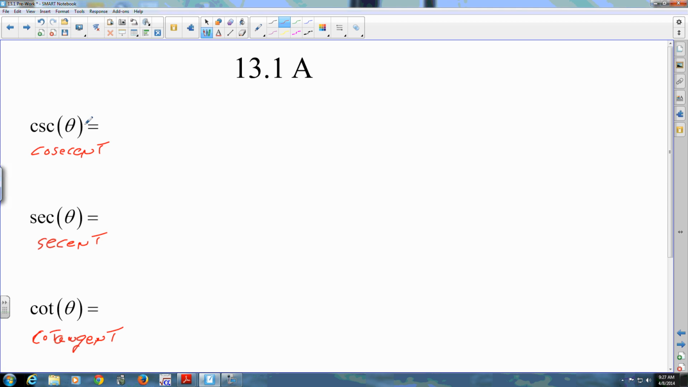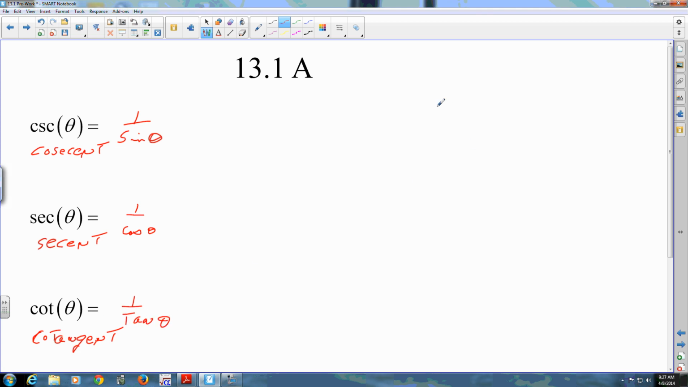Alright. What you have to do is remember which one they're paired with. Cosecant is paired with sine. It is the reciprocal of sine. Secant is the reciprocal of cosine. And cotangent's pretty easy to remember because it's the reciprocal of tangent.